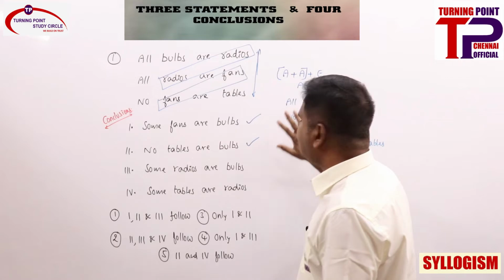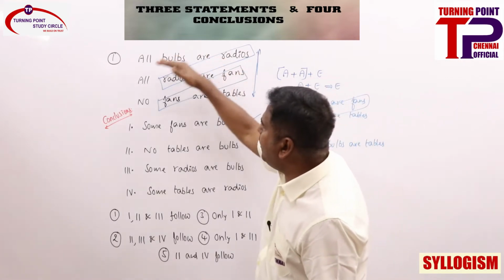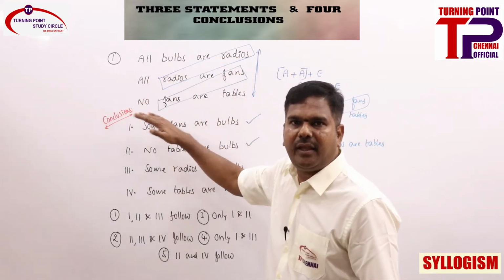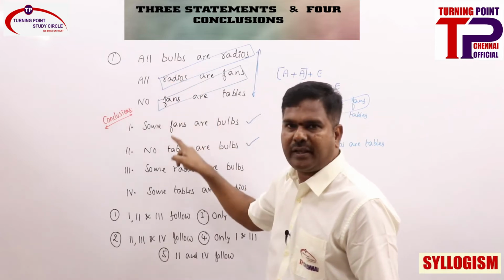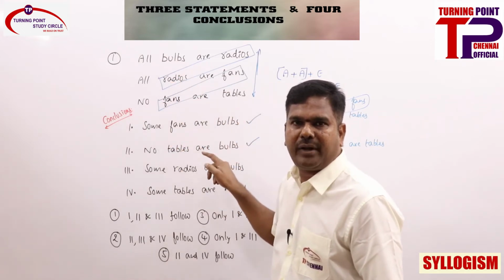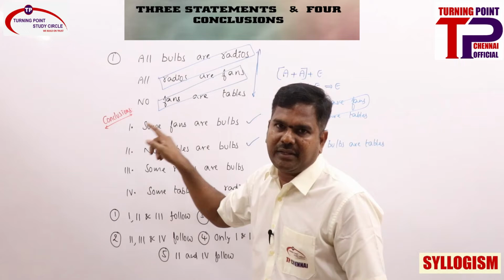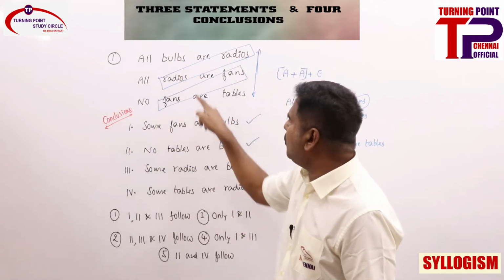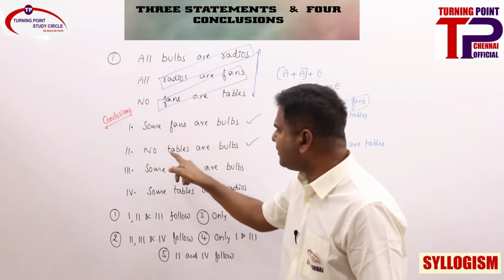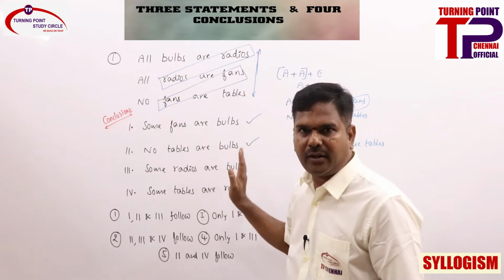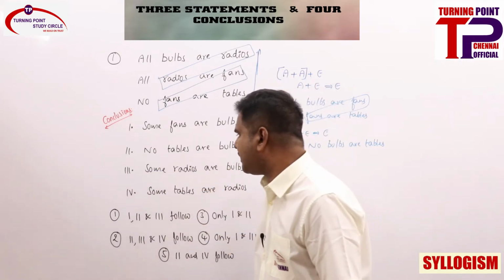So these processes are not at all required. Directly, A plus A is A, A plus E is E. E means the subject of the first statement as the subject, the predicate of the last statement as the predicate. So based on the E statement, what will you be getting? No bulbs are tables can be converted as no tables are bulbs. So the second conclusion directly follows. Come to the third one.